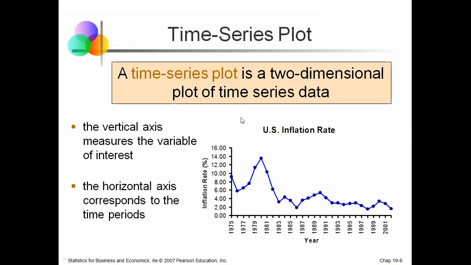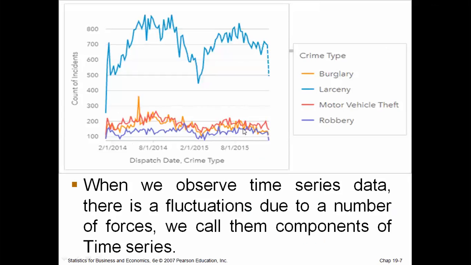Then, see, if you take another graph, this is one of the other graphs. This is a crime rate graph. See burglary, larceny, motor vehicle theft, and robbery.